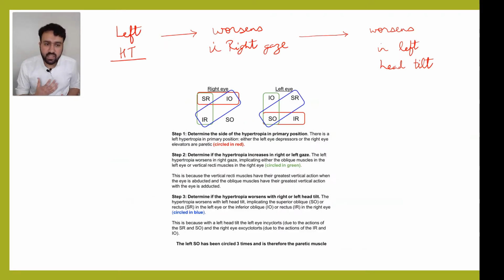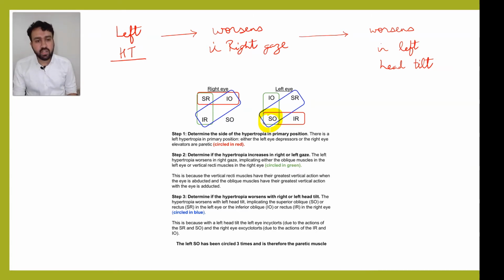Let's take another example. In this case, there is left hypertropia, which is worse in right gaze, and it is worse in left tilt. Okay, so you practice this on your own. You can pause this video and practice it on your own, and resume the video, and the answer is going to be left superior oblique. Okay, just try it for yourself. You'll be able to answer 3 or 4 questions. You practice 3-4 questions, you'll be able to answer them really well.